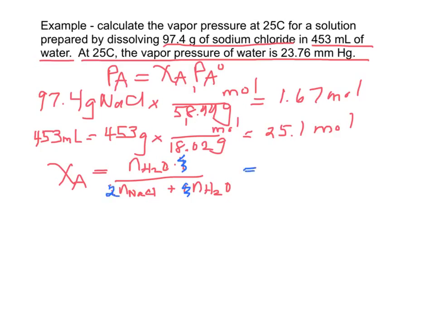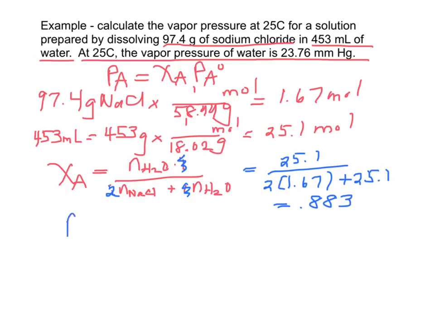So when we put all this together, we get 25.1 divided by 2 times 1.67 plus 25.1. And our mole fraction of the solvent comes out to be 0.883. Okay, which kind of makes sense. There's a lot more moles of water. Then we go ahead and plug into our equation, and we're almost done. So the mole fraction of water is 0.883.